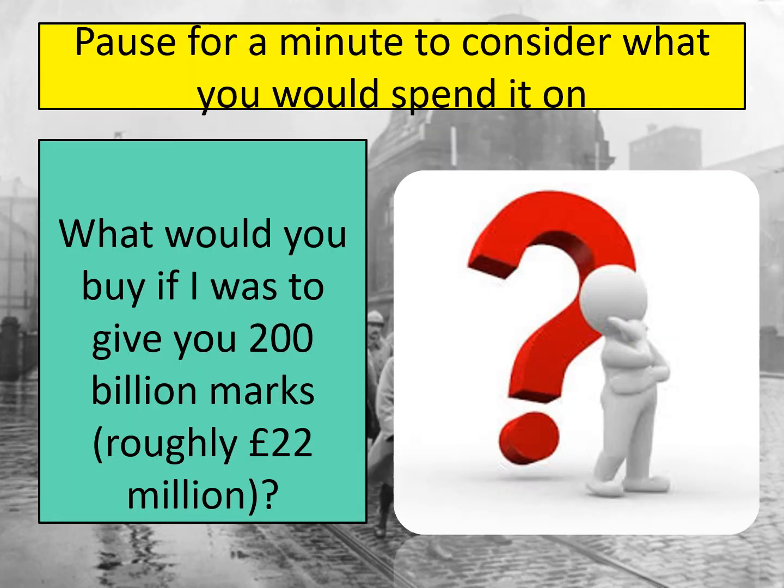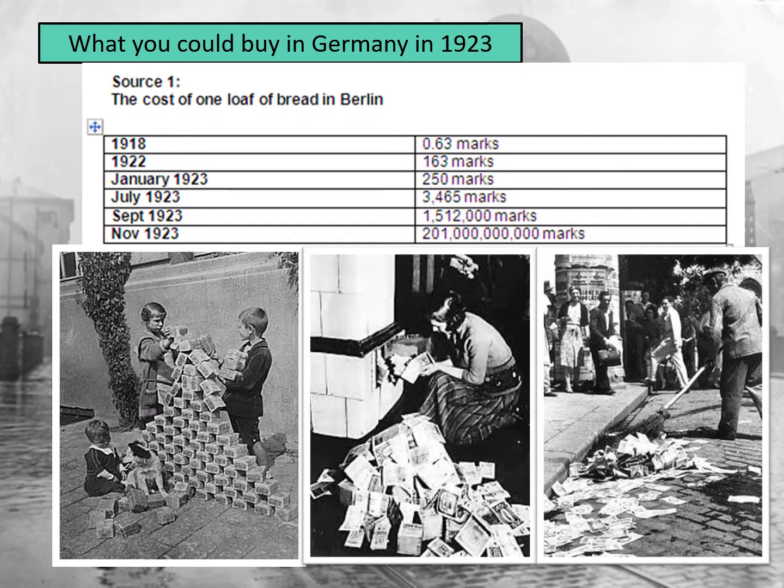Now, before we begin looking at the economic problems of the Weimar Republic, I want you just to have a little think about what would you spend £22 million on? Let's say you won the lottery and you got 22 million, which is the equivalent of about 200 billion German gold marks. So just pause the video for a second and think about what would you spend that money on? The 200 billion marks that we just talked about, if you won the lottery, what would you spend it on?